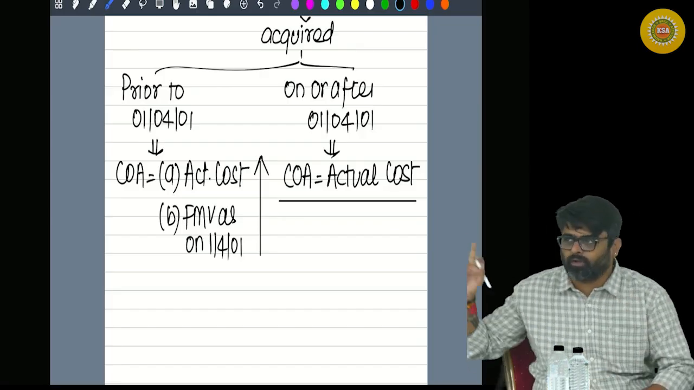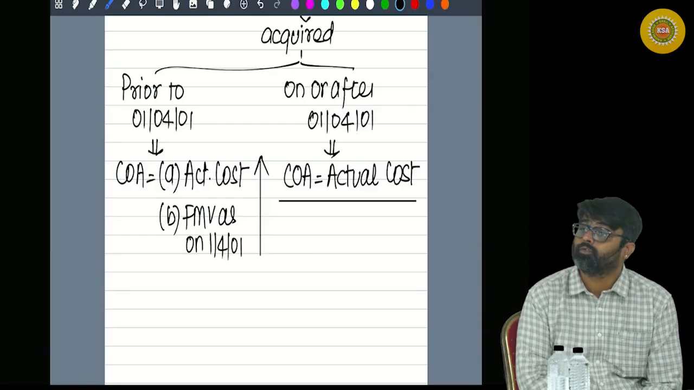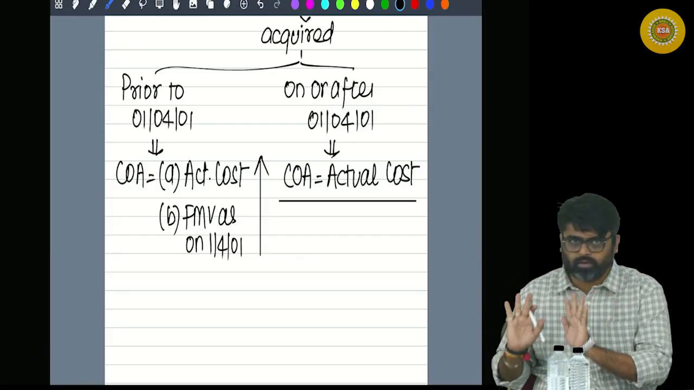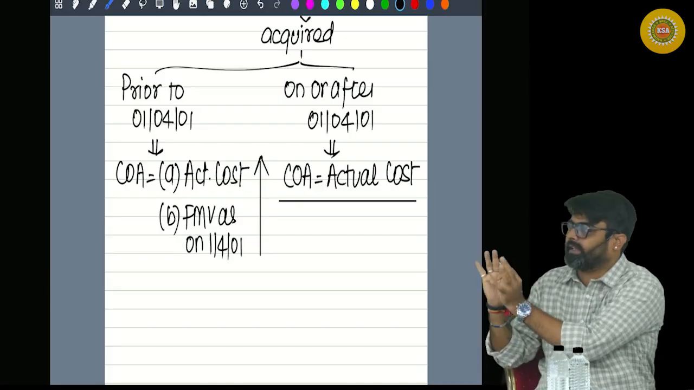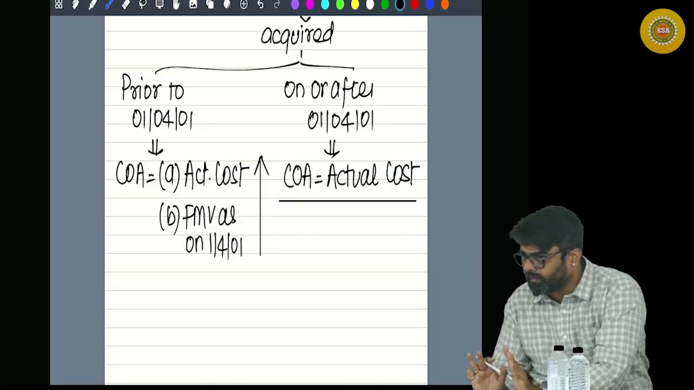For all assets, can you do this? For all assets, you can do this. Yes, for all assets, I have to do this. This is the basic thing which you are supposed to keep in mind.